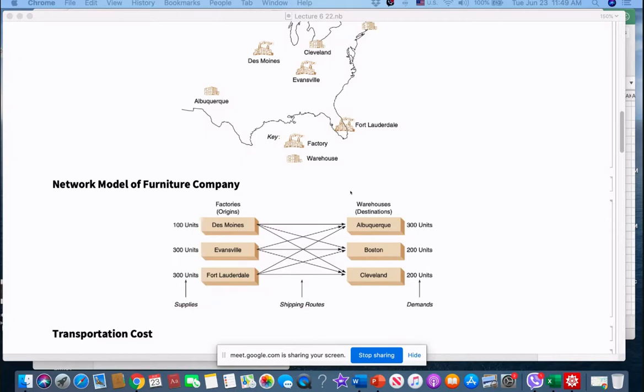And I'm starting from what I have here. The supply units are 700. The demand units are 700. If the problem is balanced, everybody gets whatever everybody supplies. And everybody is happy at the end.